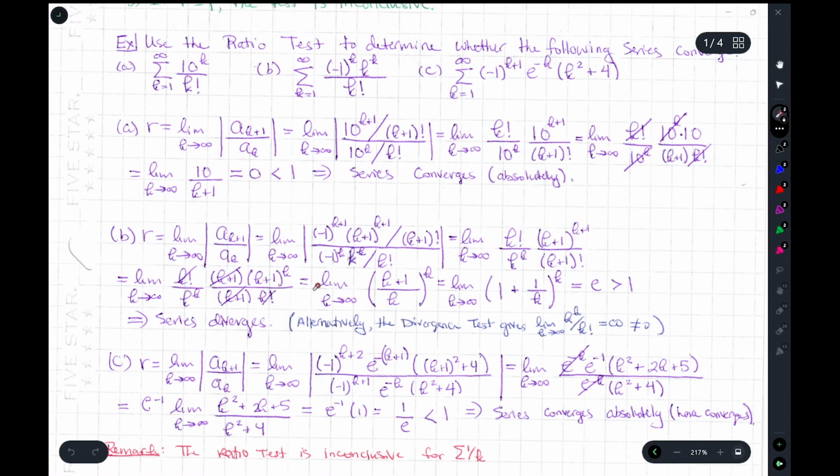And we start getting cancellations again, sort of typical of these problems. And notice we break up that (k+1)^(k+1) in terms of (k+1)^k times (k+1) to get that additional cancellation. And then we have this ratio here.